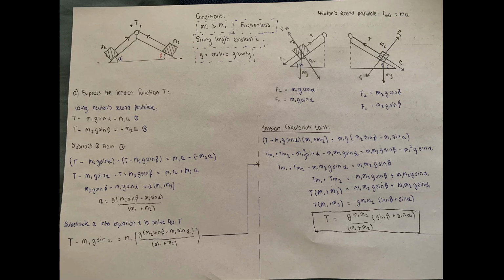As you can see here, I've labeled equation 1 and equation 2. T minus m1g sine alpha is given by m1 times a, where a is the acceleration. And equation 2 of m2 is T minus m2g sine beta is equal to minus m2a. Now notice here that for tension, we've labeled the positive sides to be positive towards the tension and negatives on the outside, which is why for M1 it is the tension force minus the force parallel, and for M2 as well it is also the tension force minus the force parallel.